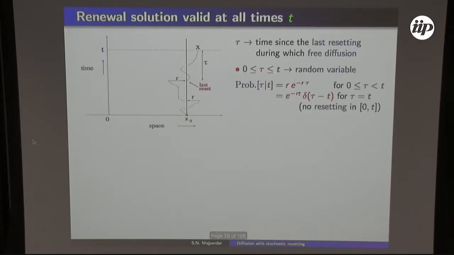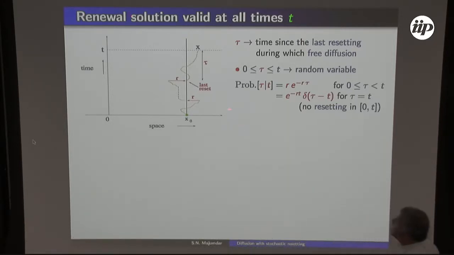Okay. So how do I solve this? I look at any particular history of this process. So there's a trajectory here. Again, this is resetting with rate r. I want the probability, with time on this axis and space on this axis, that the particle is at x at time t. So I look at my trajectory, and I look at the time at which, in that particular history, the last resetting happened. Suppose that time is τ backwards. This τ, of course, is a random variable because it varies from one realization, one trajectory, one history to another. So you ask, what is the probability distribution of this τ, the time since the last reset, given the final time t?